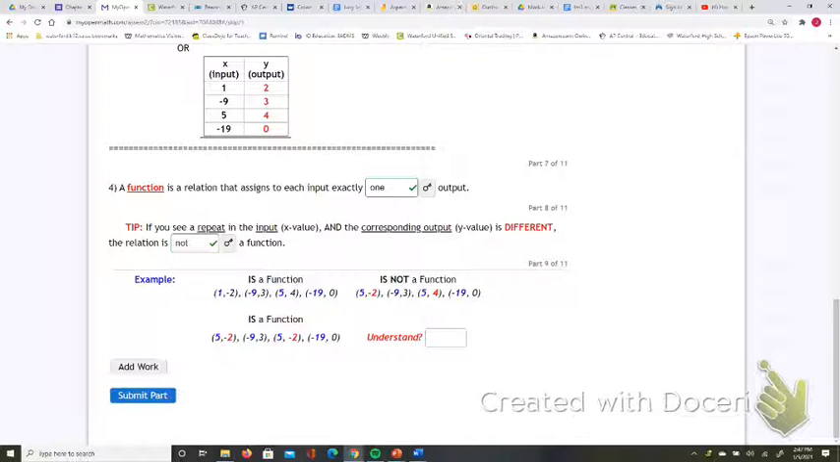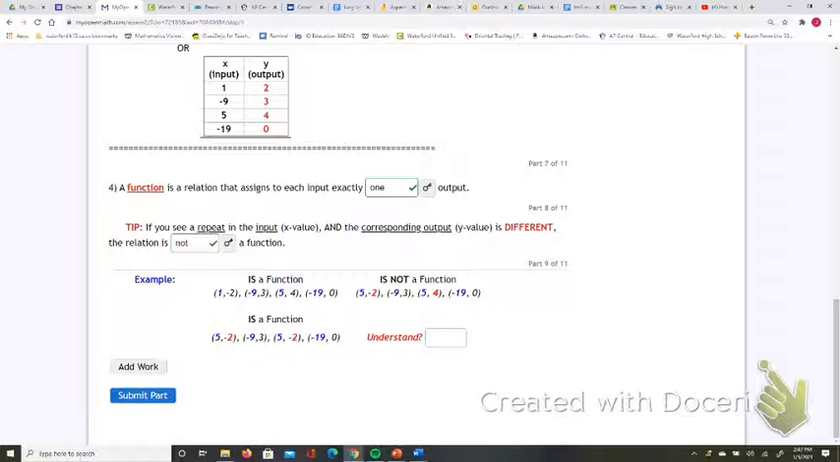So if we look at our first example, which says is a function, notice that x is 1, y is negative 2. X is negative 9, y is 3. X is 5, y is 4. X is negative 19, y is 0. Now look at this one right here, and it's not a function.